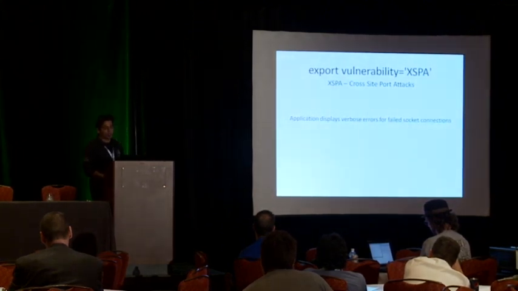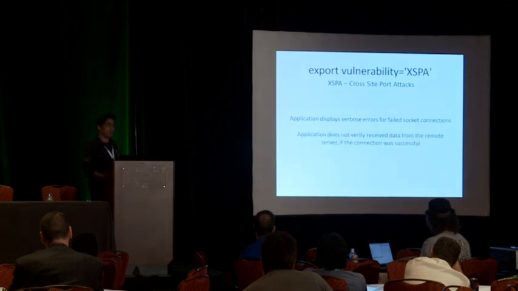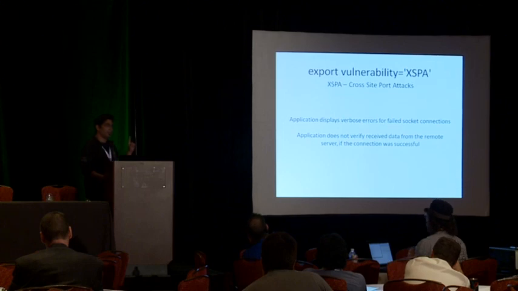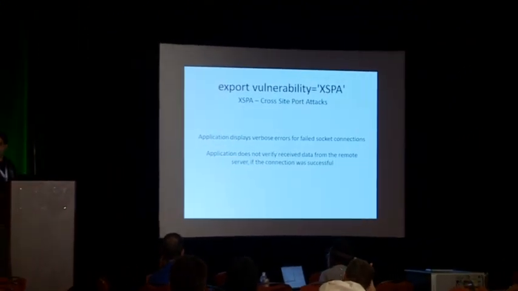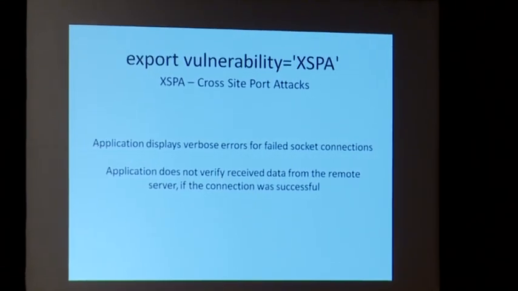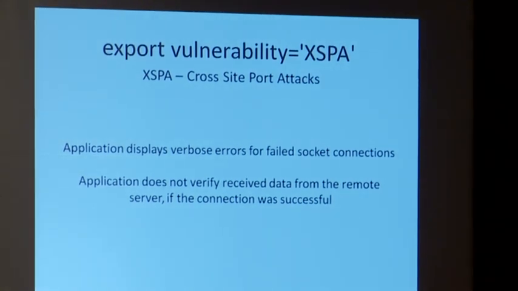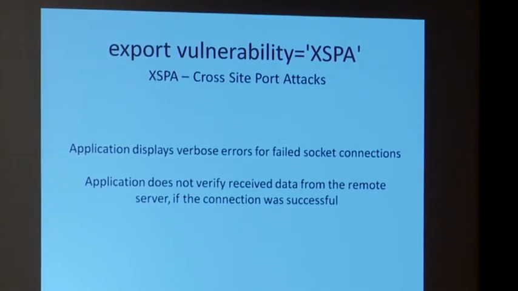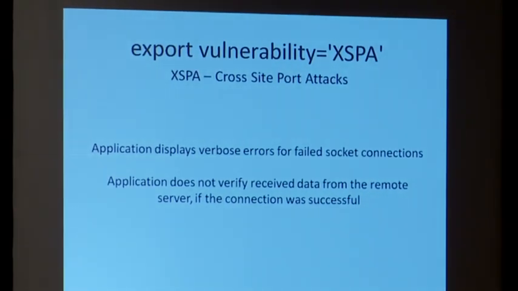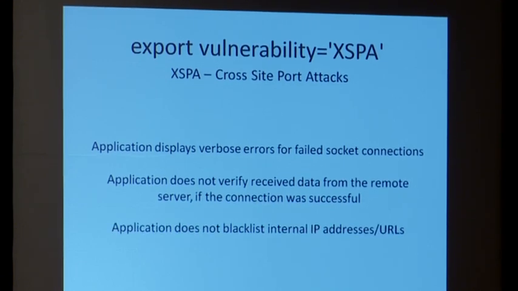Three main issues. The application displays verbose errors for failed socket connections. Applications do not verify received data from the remote server if the connection is successful. So when you saw port 22, the application managed to connect to port 22, and the file that was retrieved was not parsed in proper XML format. But then the error message clearly said that XML data was not received. Instead, whether the connection is successful or not, even when I connect to a closed port, you need to provide a generic error. And applications do not blacklist internal IP addresses. There are a bunch of examples that I have later on.